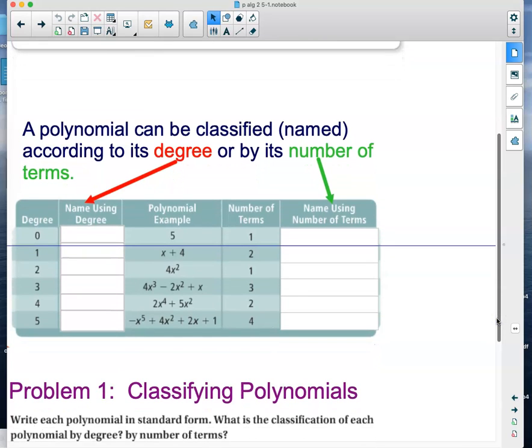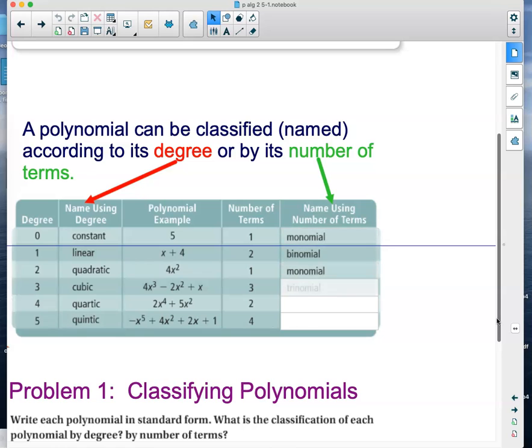Now, naming is called classifying. And so what they're going to do is say classify by degree, classify by number of terms. And we had this little chart that helped us through all of those names. And I would say it's very typical that people remember monomial, binomial, trinomial, polynomial, 4 terms, etc. That one just seems very intuitive given that we talk about that all the way through Algebra 2. But sometimes it takes people a little while to get used to this.